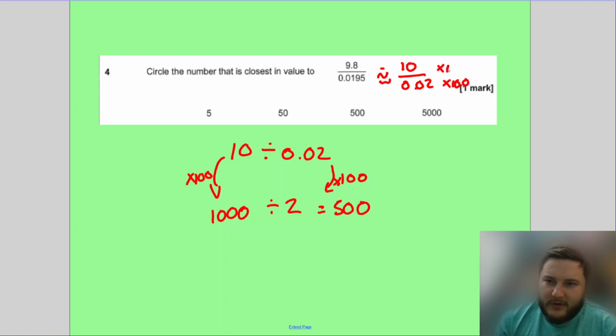So that is the technique I would suggest for dividing by decimals: think about what you need to multiply this number by to make it a whole number. And then you have to do the same to the other side, because this is technically a fraction, and whatever you do to the numerator, you do to the denominator, and vice versa. So the closest value from the options is going to be 500.